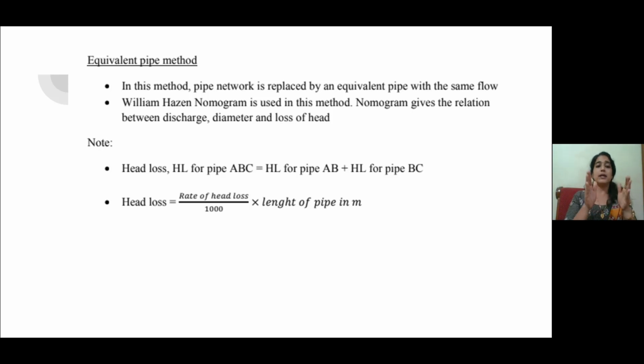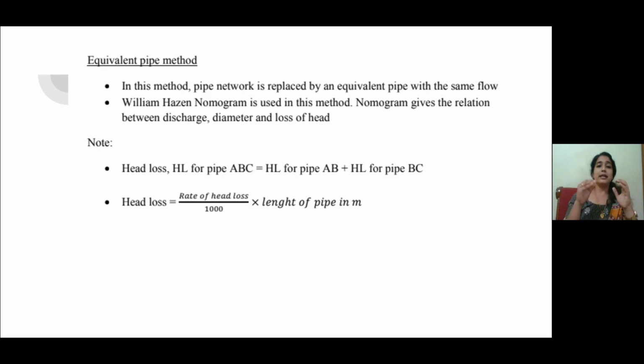In the first principle, the head loss, that is HL, for a pipe ABC, that is pipe network ABC. If it is a triangular network, then it consists of a pipe network of ABC. Then the head loss in the pipe ABC is equal to head loss for pipe AB plus head loss for pipe BC. This is the first principle. The second principle is head loss is equal to rate of head loss divided by 1000 into length of pipe in meters. These are the two principles that we are using in the equivalent pipe method.